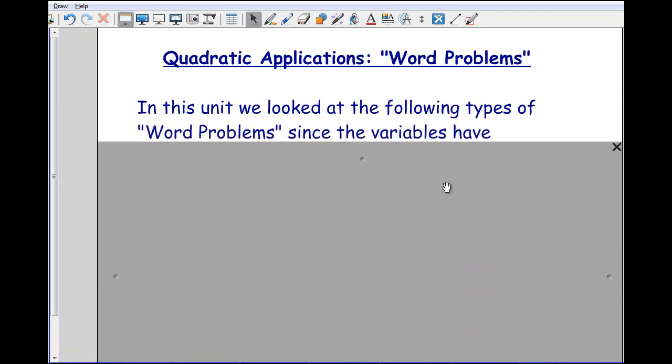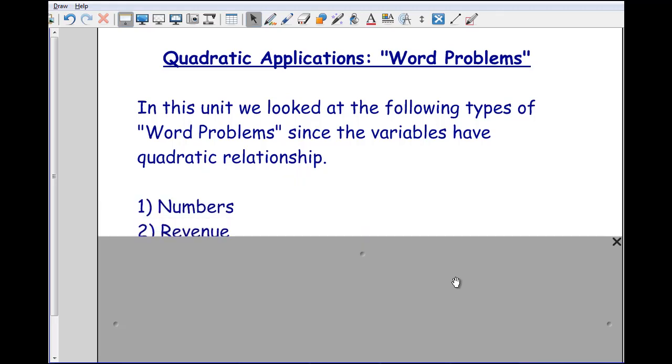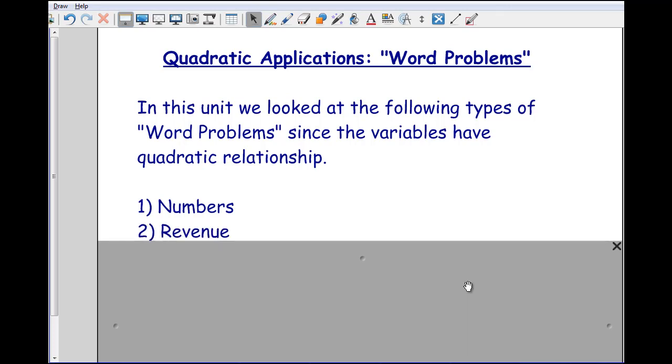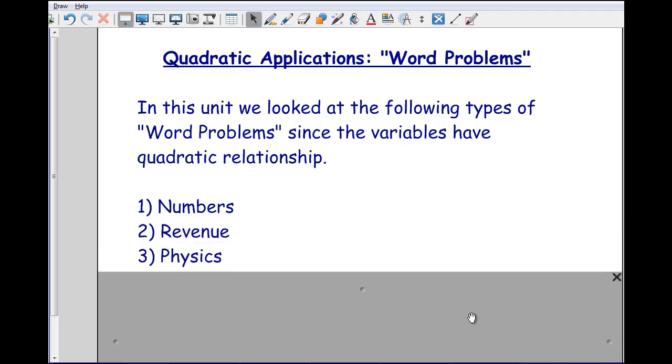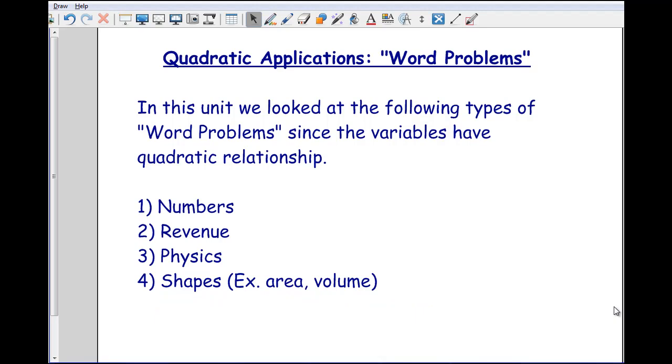Okay, so here's the types of word problems we looked at in this unit. And why? Well, variables that are occurring in these word problems work out to quadratic relationships, x squared type relationships. So the first kind we looked at was numbers. We looked at revenue type problems, physics type problems, and shapes, so like area, volume. Okay, those are the big four.